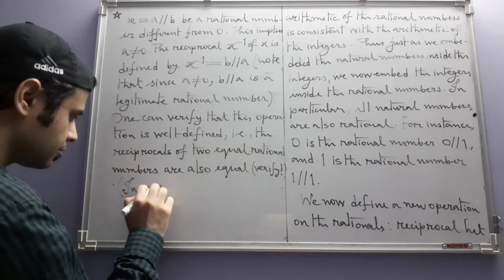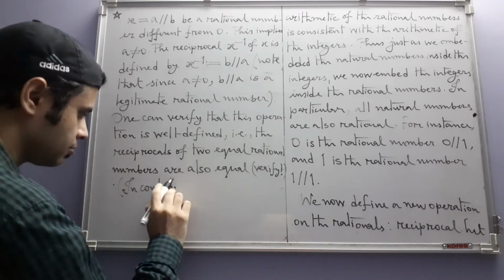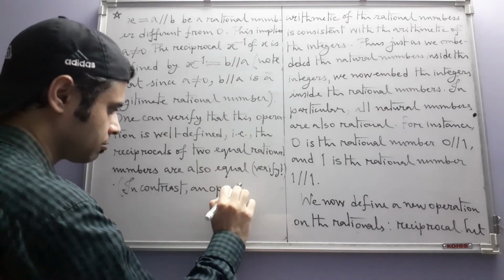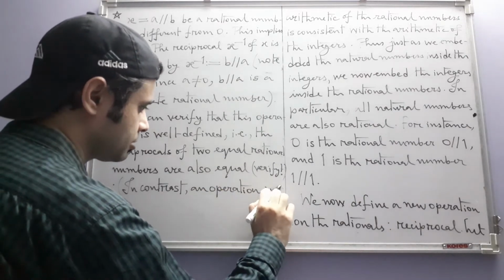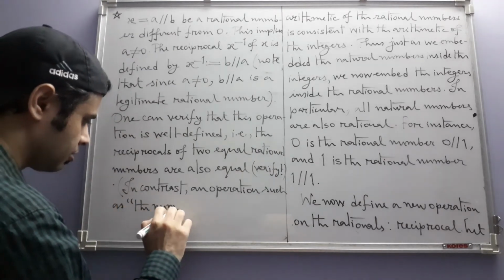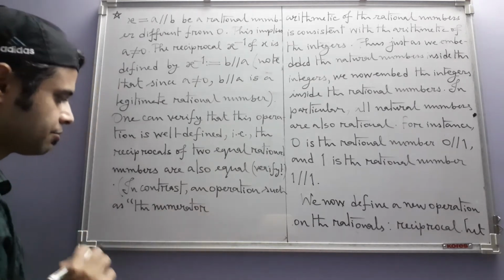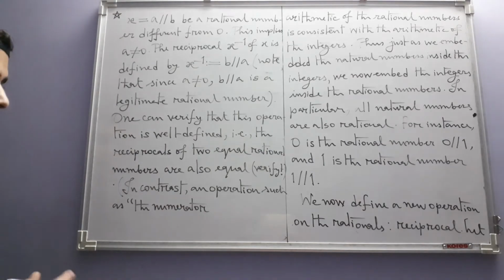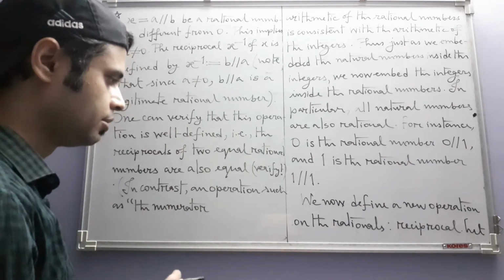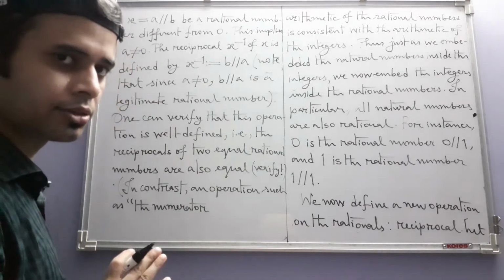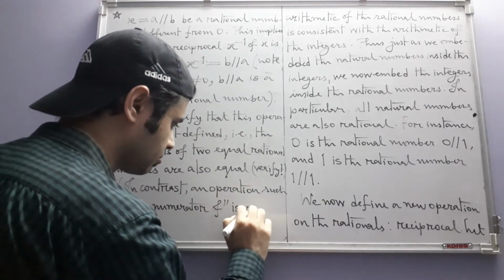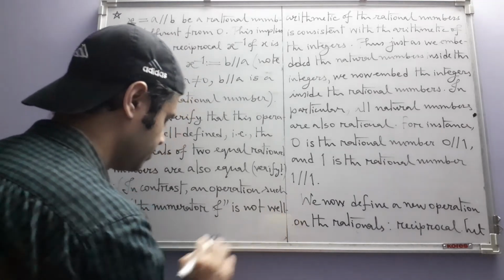However, in contrast, an operation such as the numerator of a rational number. This is the place where we will see that we can't say the numerator of a rational number. So if an operation allows us to define the numerator of a rational number, that is not well defined.